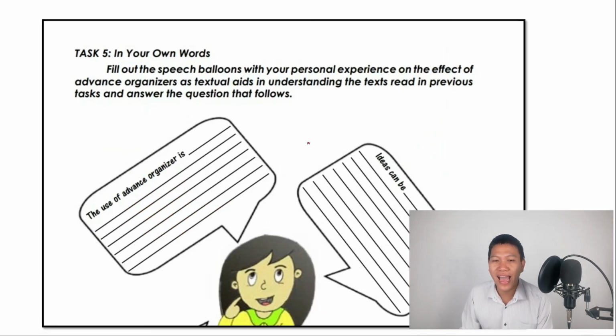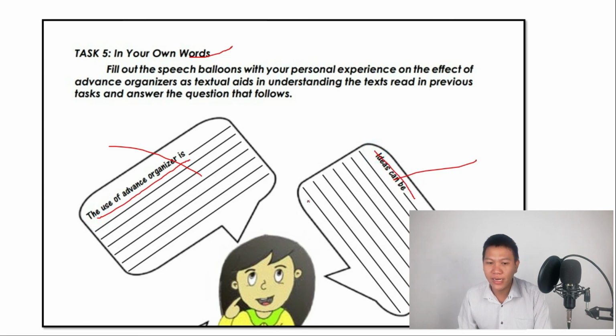Next, task number 5, in your own words. So you have to use your own words. Fill out the speech balloons. These are the speech balloons. The first part is given. You have to continue it. The use of advanced organizer is blah blah blah. Ideas can be blah blah blah. With your personal experience on the effect of advanced organizers, how do you find using advanced organizers as textual aids? Do you think they are helpful in understanding the text you are reading? So you have to write your answers here.